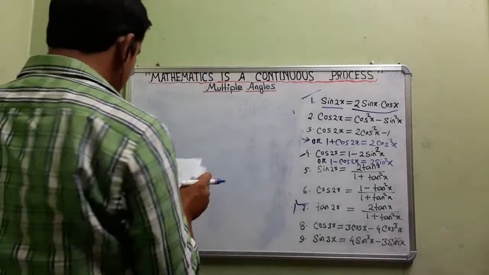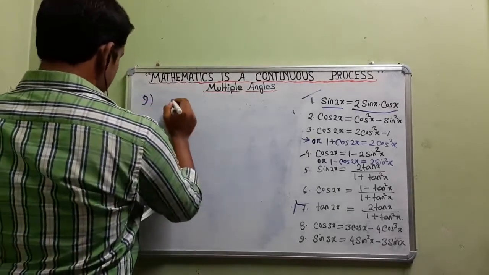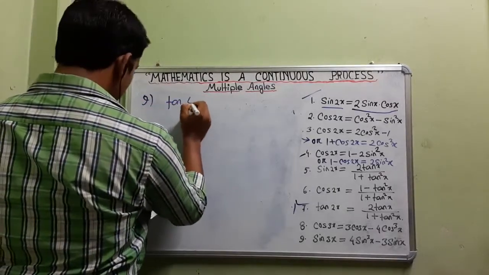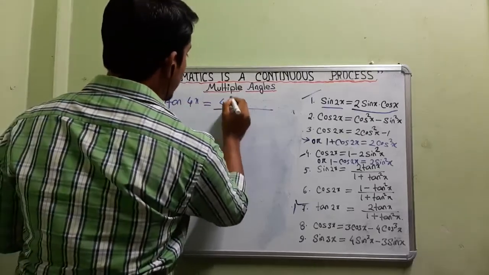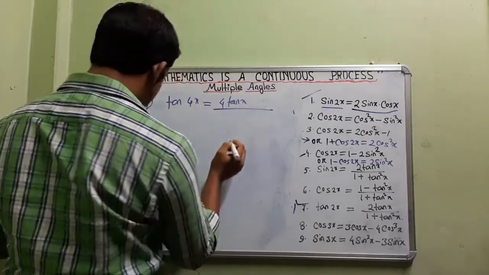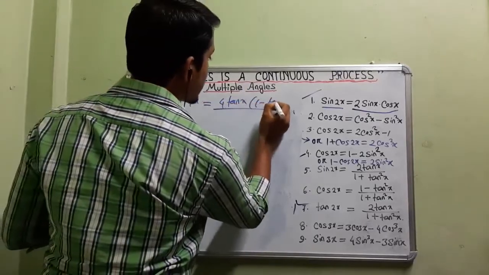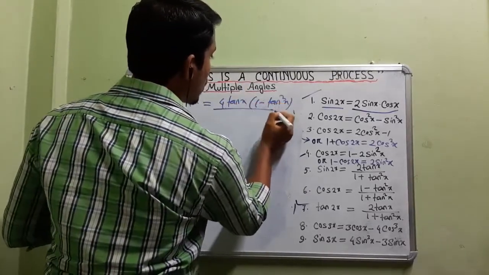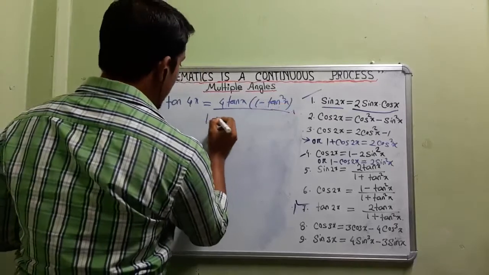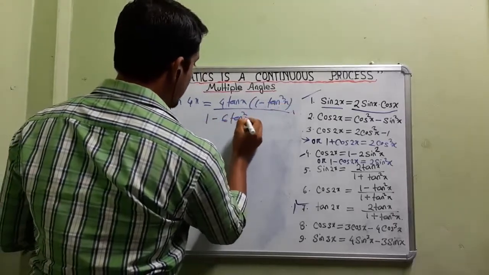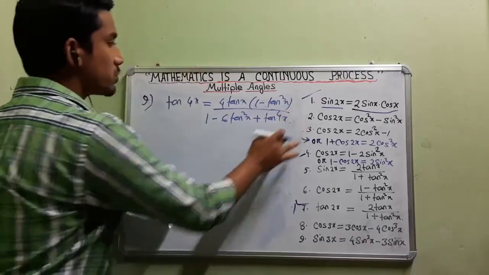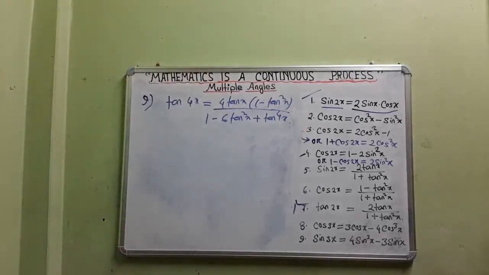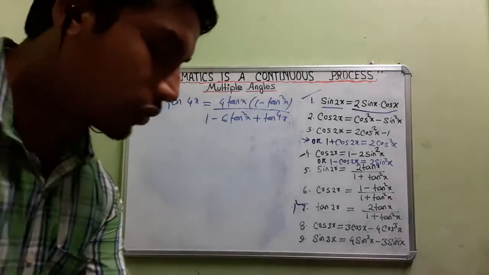So the next problem is: prove that tan 4x equals 4 tan x into 1 minus tan square x, whole divided by 1 minus 6 tan square x plus tan to the power 4x. This one we are supposed to prove. You see, tan 4x equals this one. Let me show you how.